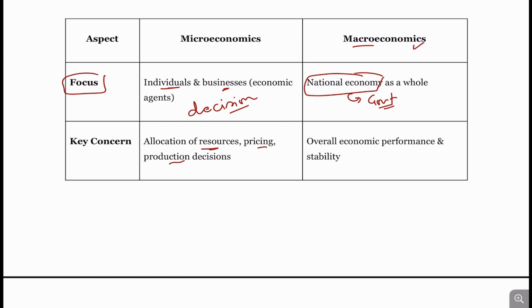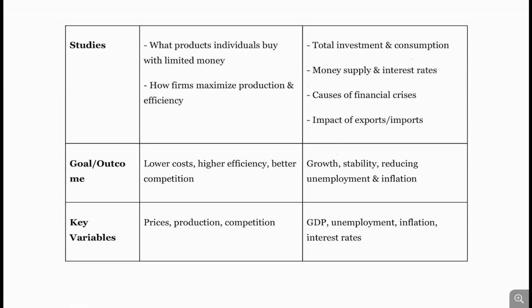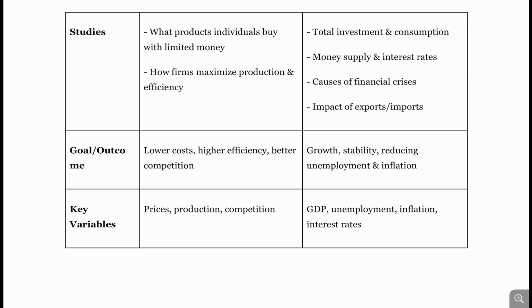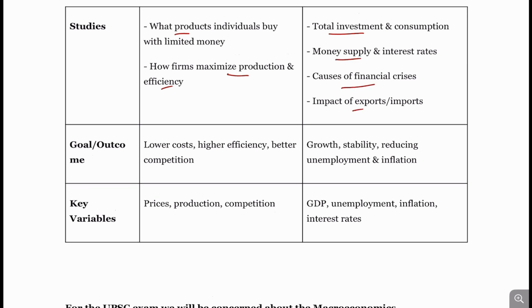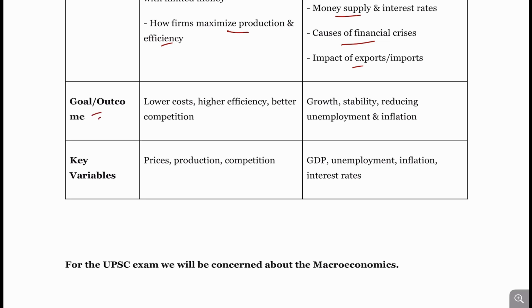When we talk about macroeconomics, the overall economic performance of an economy and its stability is focused upon. Microeconomics studies what products need to be prepared and how the costing of the products should be set so that production can be maximized and efficiency can be achieved. Now when we talk about macroeconomics, it talks about total investment, consumption, money supply, financial crisis, and the impact of exports and imports. Now what is the goal of microeconomics?